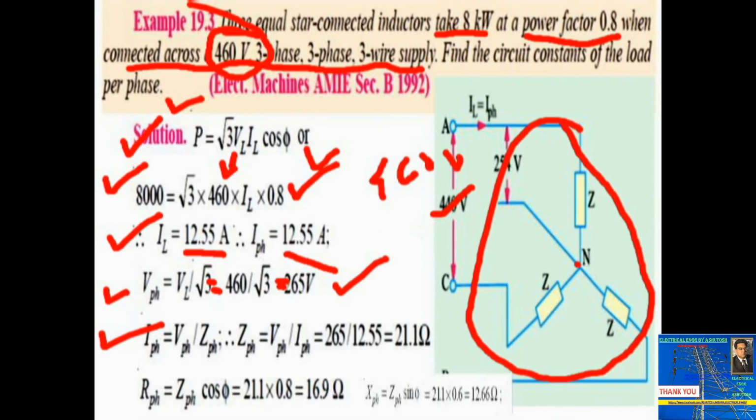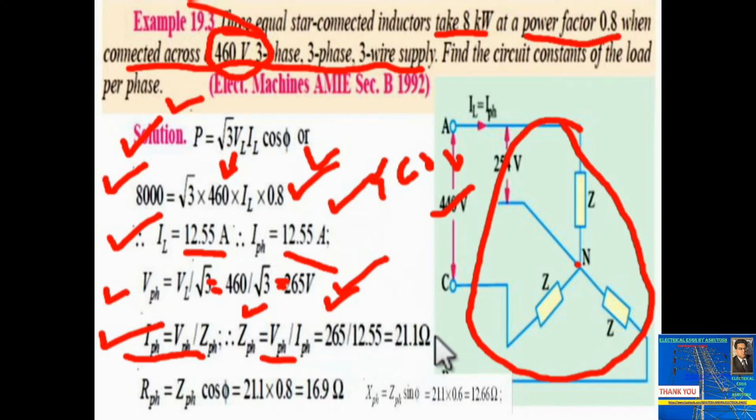And then guys, we have already calculated VPH. Then this is the formula: IPH is equal to VPH upon ZPH. Then we calculate ZPH, the impedance per phase. The formula for that is VPH upon IPH, voltage per phase divided by current per phase. VPH we already calculated, 265 volt, divided by IPH, 12.55 ampere. So just divide both.